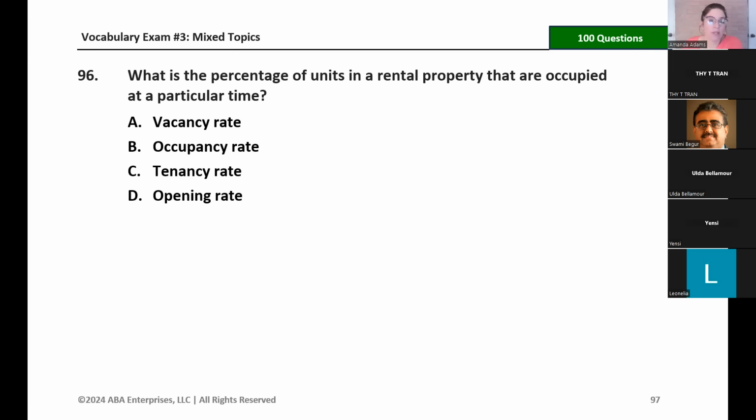Number 96. What is the percentage of units in a rental property that are occupied at a particular time? What is that called? B, that's an occupancy rate.